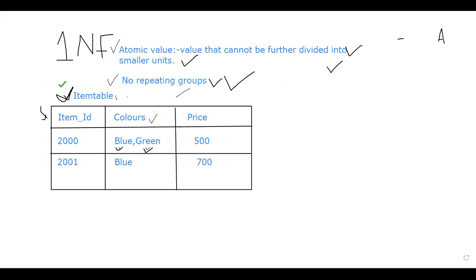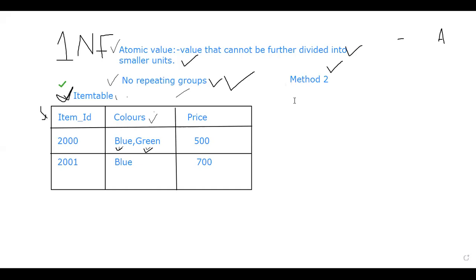Right, so let us discuss method two now. Actually, this method two is important, I would say. Now in method two, let me say something like this. Now I will ask you a question. Which attribute was the reason for not being in first normal form?